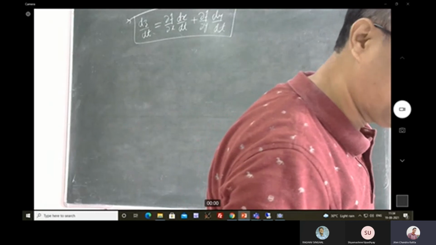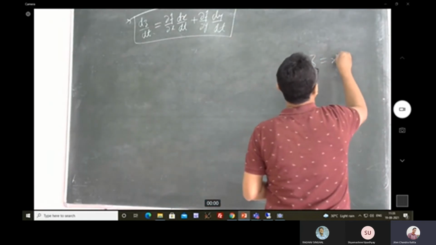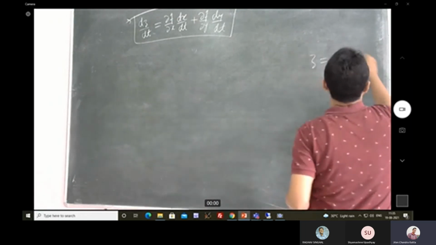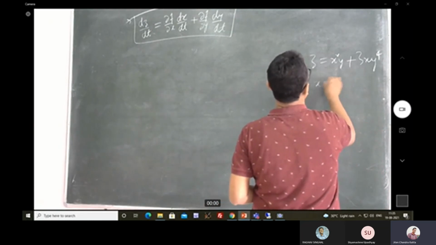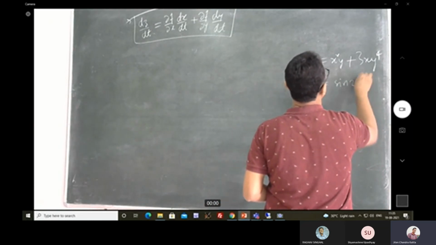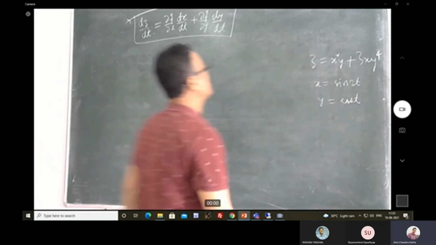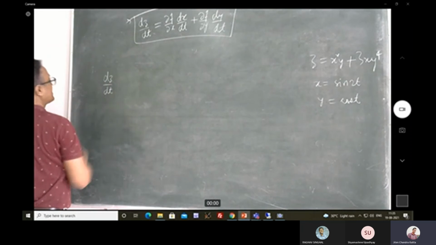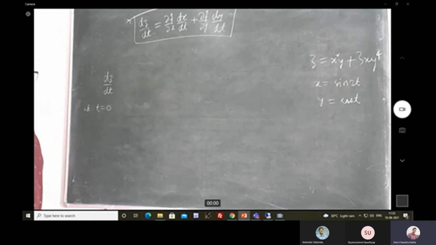So let us try to work out one example. Say z equals x squared y plus 3xy to the power 4, and x equals sin 2t and y equals cos t. I want to find dz/dt at t equal to 0.